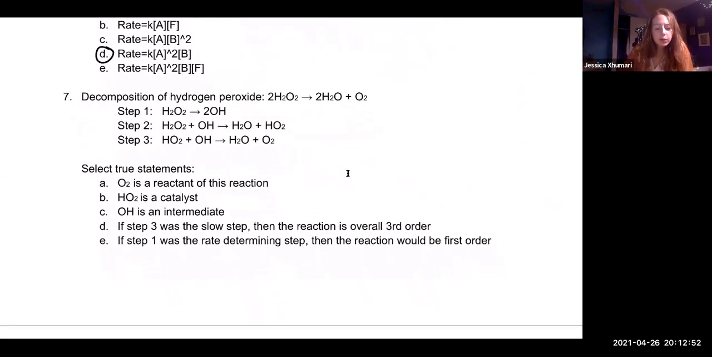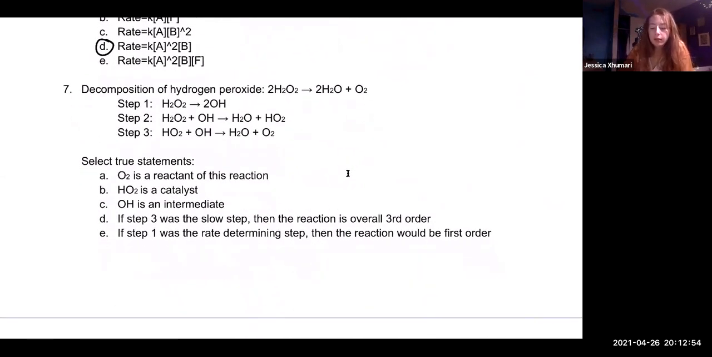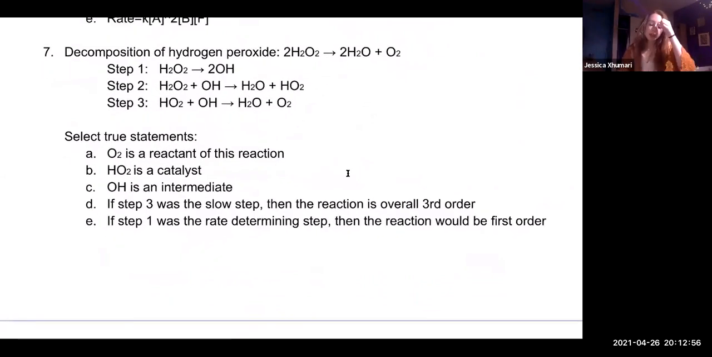7 is more conceptual and a little bit hypothetical. So the first statement is saying that O2 is a reactant of this reaction. And in no place is it a reactant. It's only a product. And so this is false.